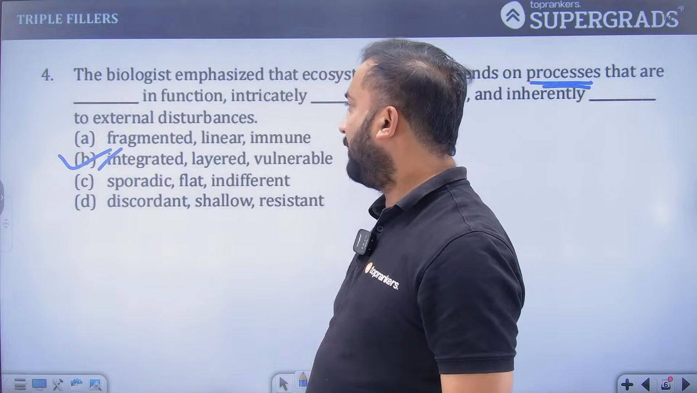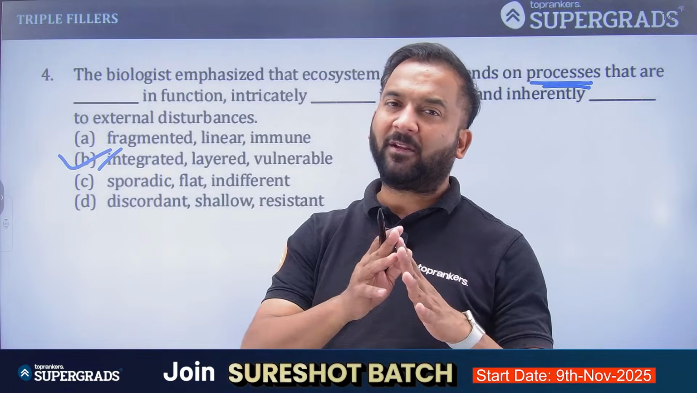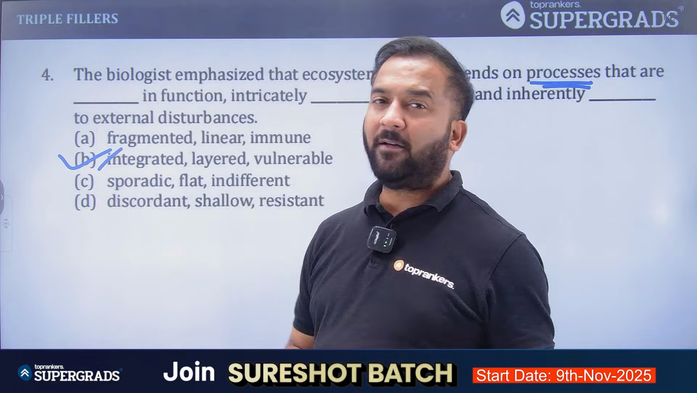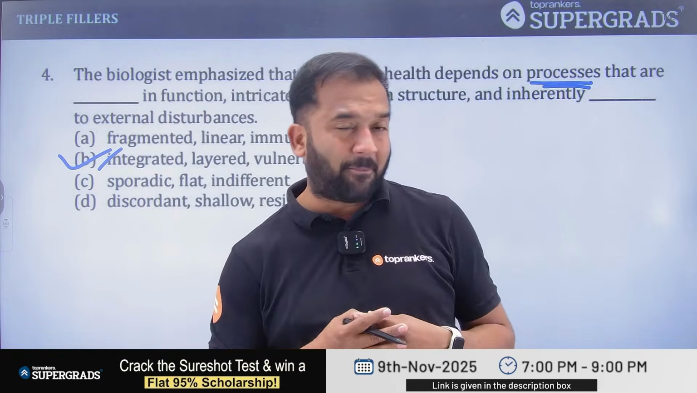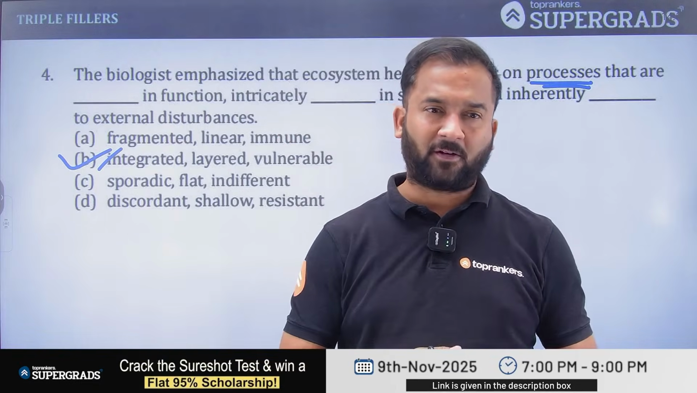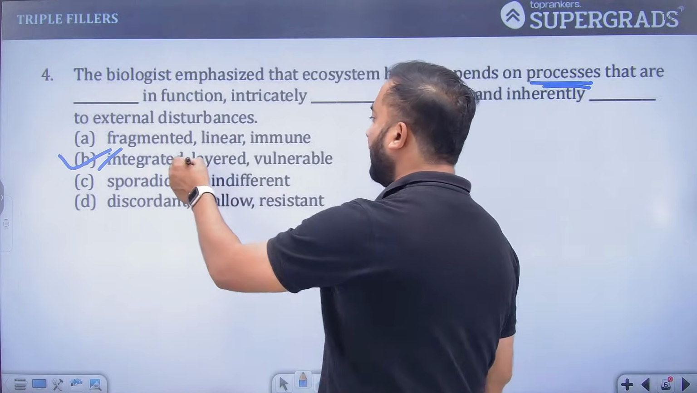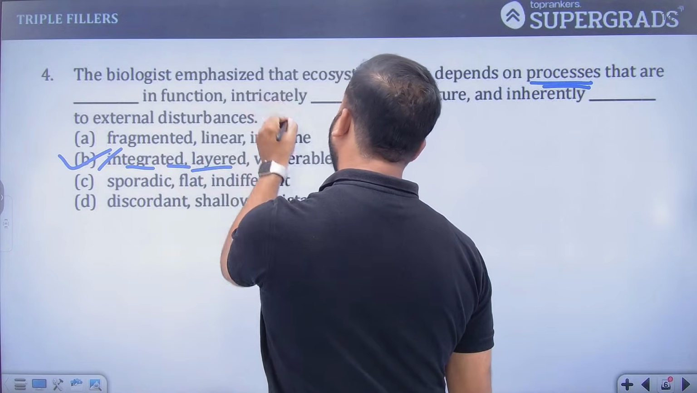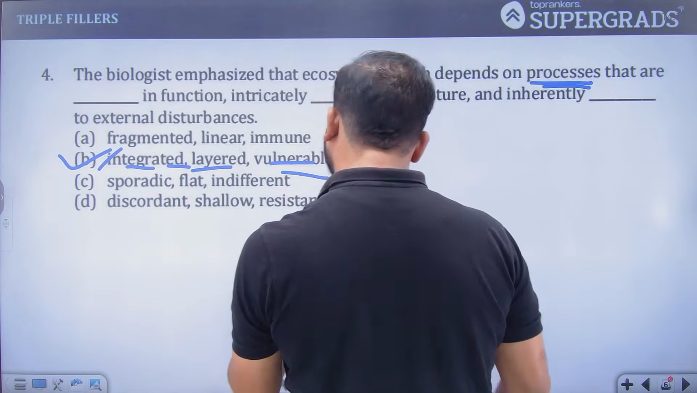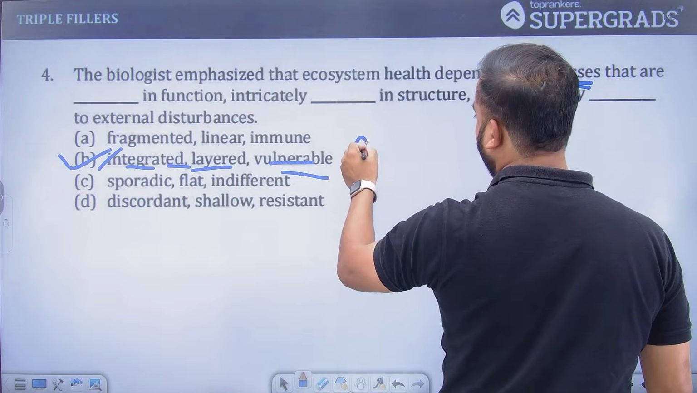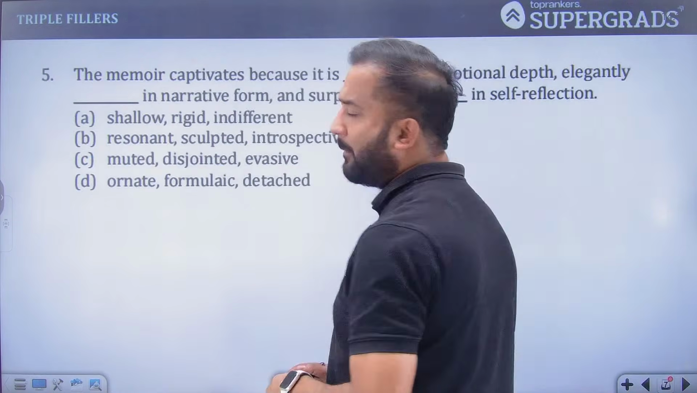So integrated would be correct. Fragmented is distributed. Sporadic is again something which is irregular. Discordant means there's no communication, no communication between the different types of proposals or different ways that we follow. So it has to be integrated and it has to be intricately layered and inherently vulnerable to external disturbances. So B must be the correct answer here for question number 4, students. Let's move to question number 5.